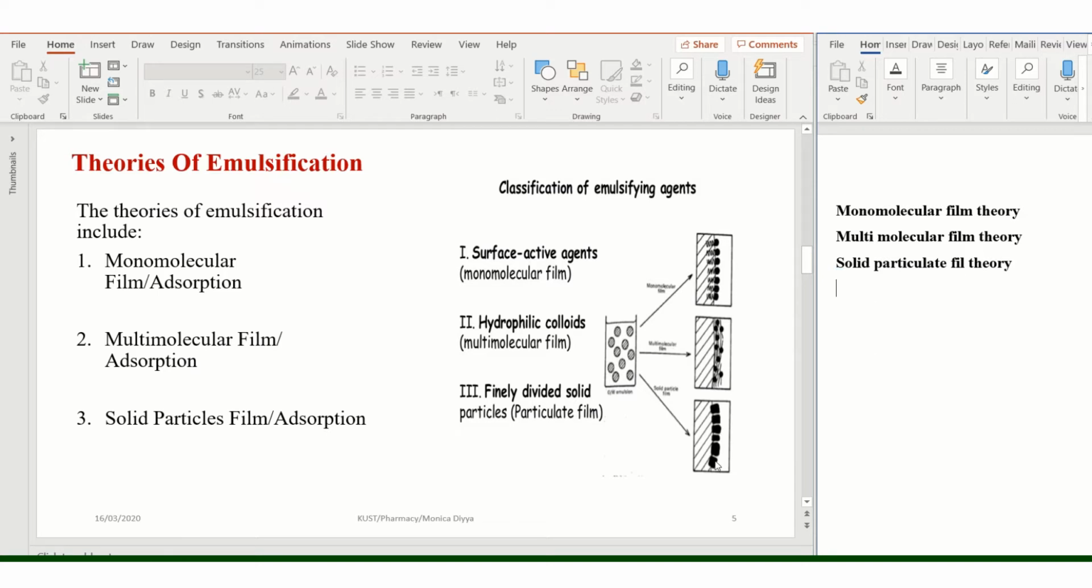The main aim of the emulsifying agent is just to act as a barrier between the two different phases, right? How they act is the actual story behind the theories of emulsification. Now we understood, right? Based on the theories of emulsification, how the emulsifying agent acts, we have three different categories of emulsifying agents. So this is about theories of emulsification and the classification of emulsifying agents.